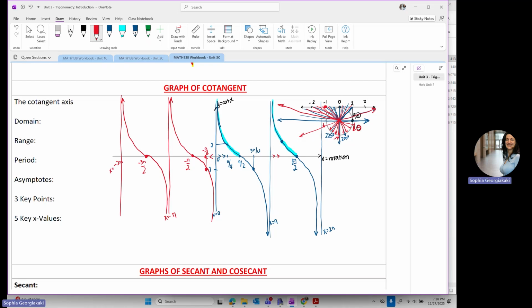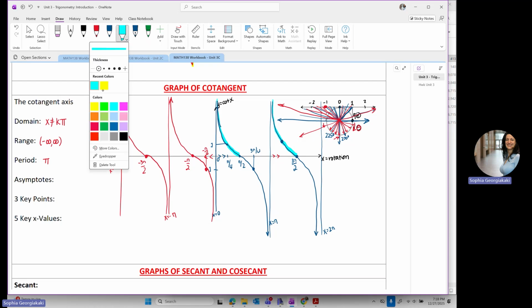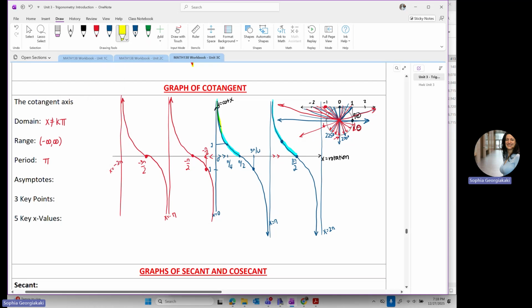So this is the graph of the cotangent. The domain is all real numbers except for where the asymptotes occur. And the asymptotes occur at multiples of pi. The range is all real numbers. The period is pi. So these branches repeat every 180 degrees.